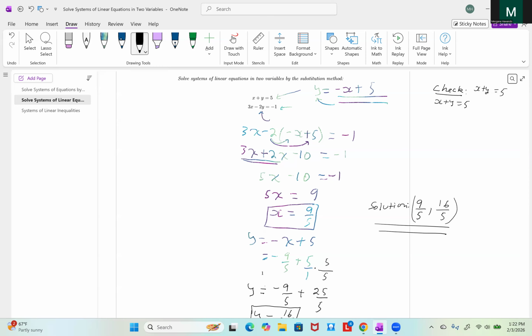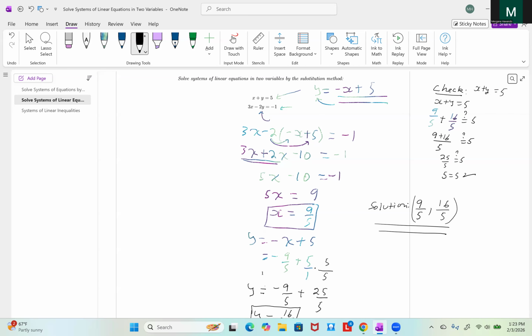x is 9/5, y is 16/5, is equal to 5, question mark. They have the same denominator, 5. We add the numerators: 25/5 is equal to 5, question mark. 25/5 is 5. 5 is equal to 5, correct. So this is a solution to the first equation.